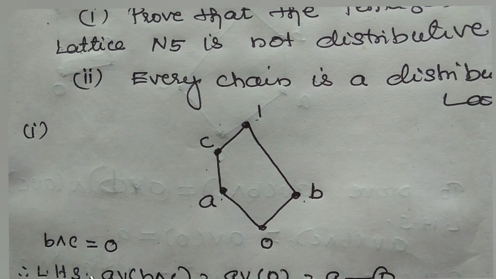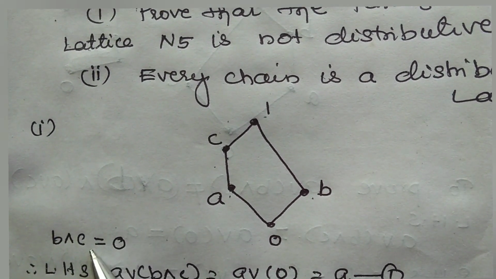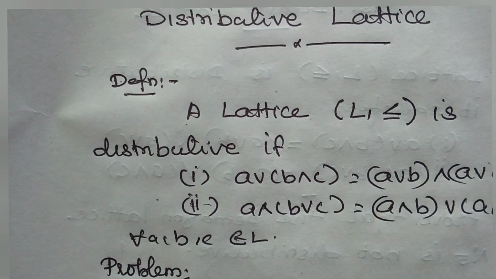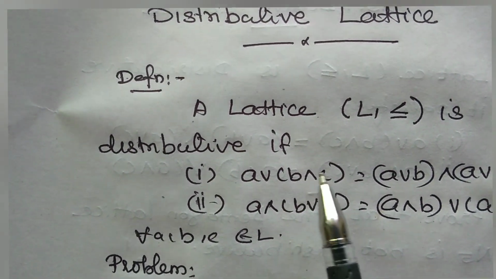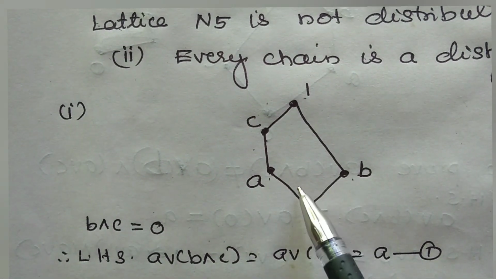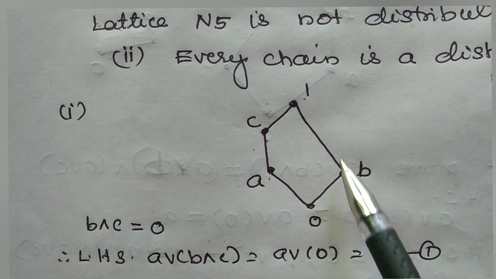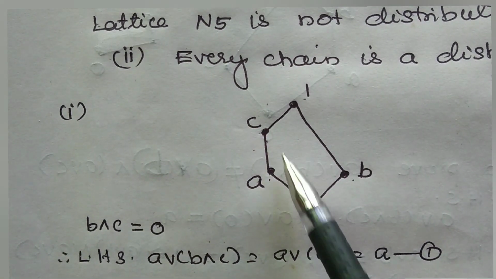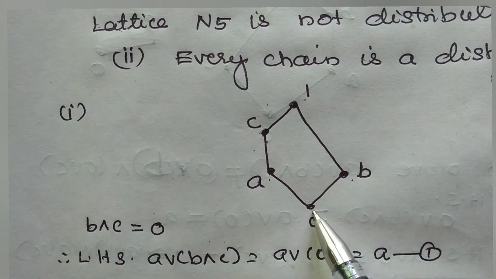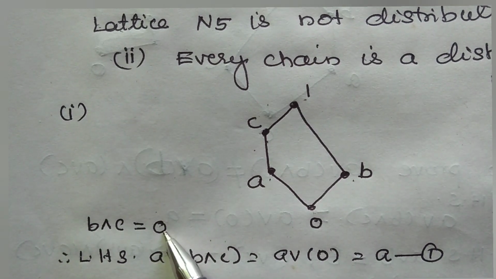Now first you calculate the bracket value of the LHS. What is the bracket value? That is b ∧ c. So what is b ∧ c from this diagram? This is b and this is c. The least value by connecting these two, b and c, is 0 only. So b ∧ c is equal to 0.